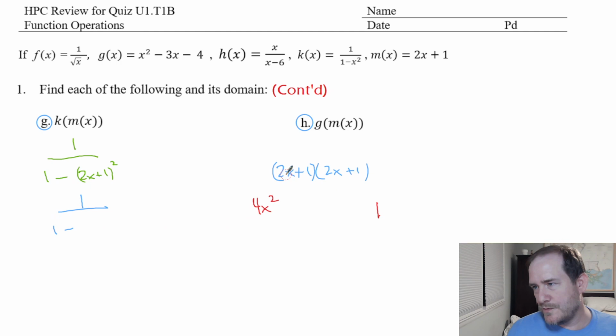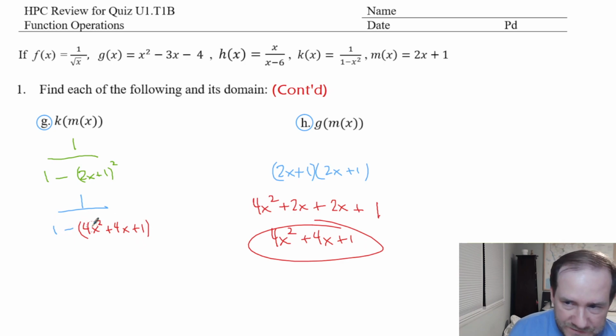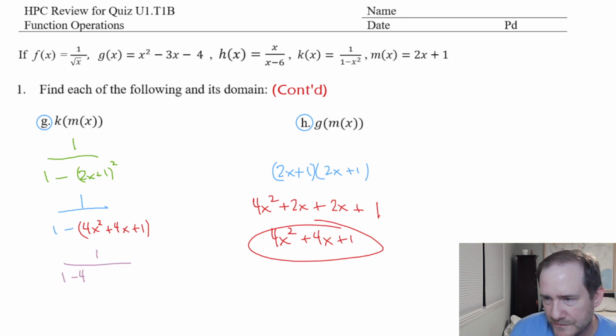So the 2x will multiply by the 1 and give me a 2x. And then the 1 will multiply by the 2x and give me another 2x. We're going to get these 2 middle terms. So you're looking at a 4x squared plus 4x plus 1. That will be the expression that results when you square this binomial. So 4x squared plus 4x plus 1 in parentheses so that the negative can distribute into all 3 of the terms of this trinomial. And that'll lead us to a 1 over a 1 minus a 4x squared minus 4x minus 1.